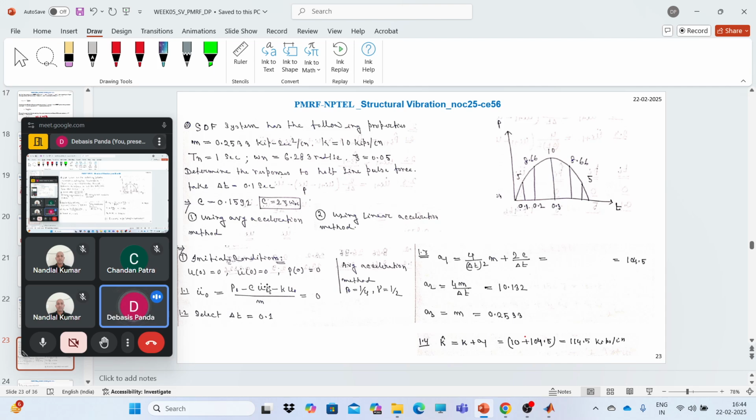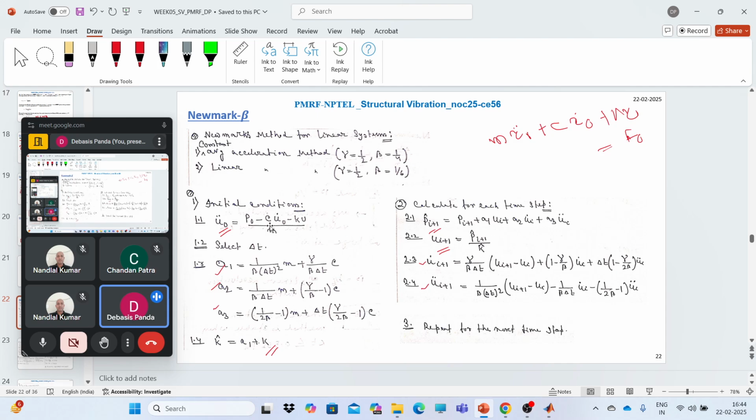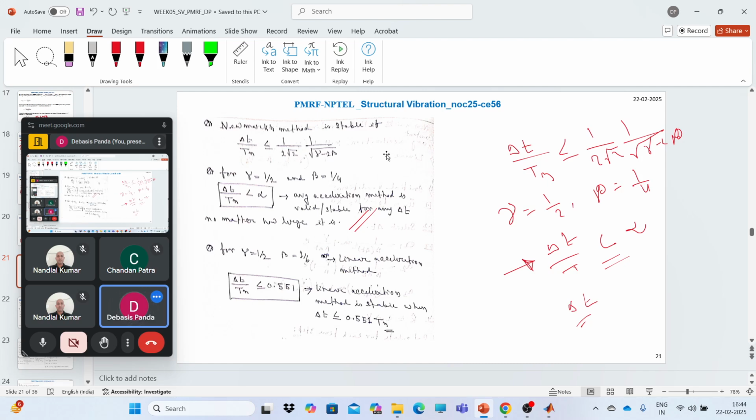C is equal to how much C we are providing. So once we have calculated all the parameters using the average acceleration method, there will be a change. In the average acceleration method, gamma will be 1 by 2 and beta will be 1 by 4. Please recall, gamma is constant for all these cases, 1 by 2, that means 0.5, and the beta value changes based on the stability criteria. The stability criteria here is very important.